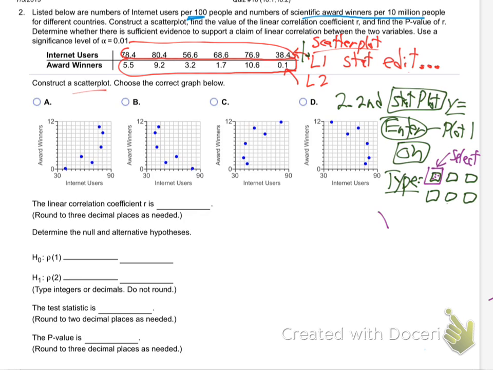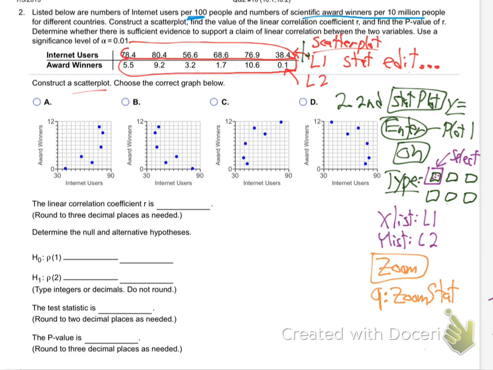So your X list, I'm assuming, will be L1. Your Y list will already be L2. You're good, and after you've got all that ready to go, then you just hit the zoom button, which is at the middle top of the screen, and then hit 9, which stands for zoom stat, and which basically means do a stats graph for me. And you will get a scatter plot.